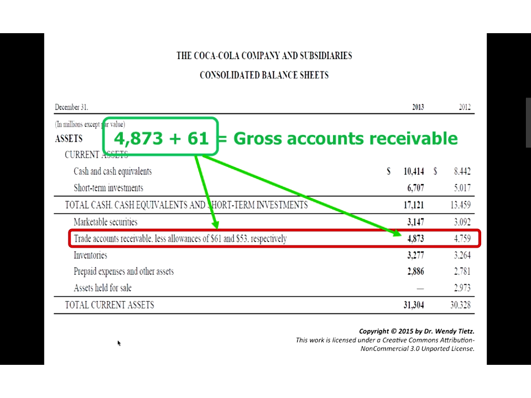So what we see here then is if I take their 2013 balance of net trade accounts receivable, 4,873, and I add the allowance of 61, that gives me their gross accounts receivable. I'm just referring to it as not netted. So what they have for accounts receivable on their books would be the combination of those two things added together. So this is what they have in accounts receivable. They have this allowance set up for 61 as of the end of 2013. So that's showing you what they think they will not collect.